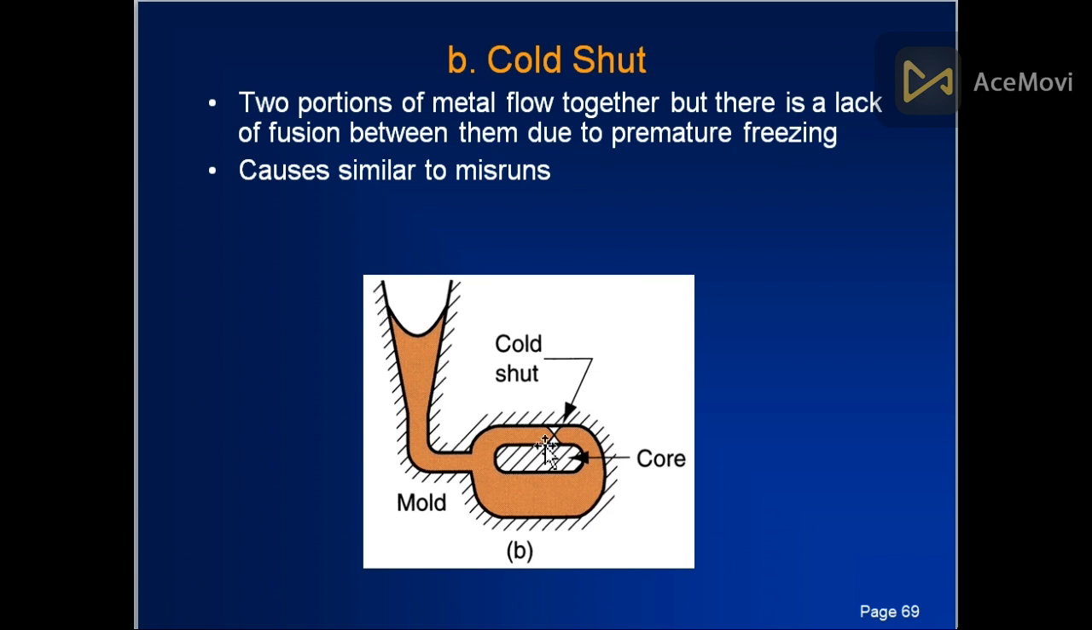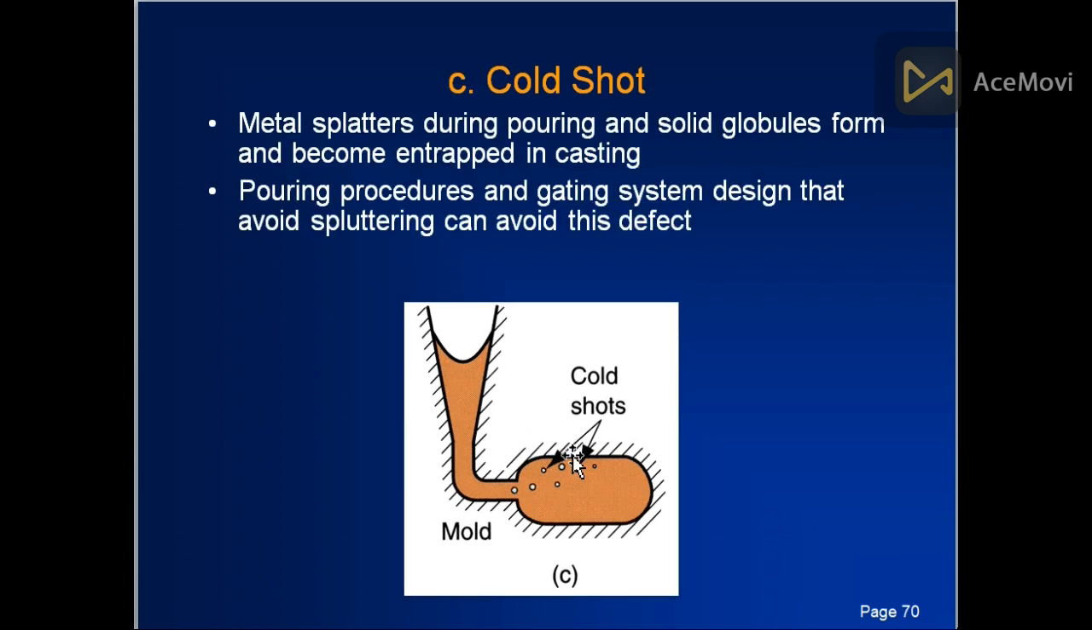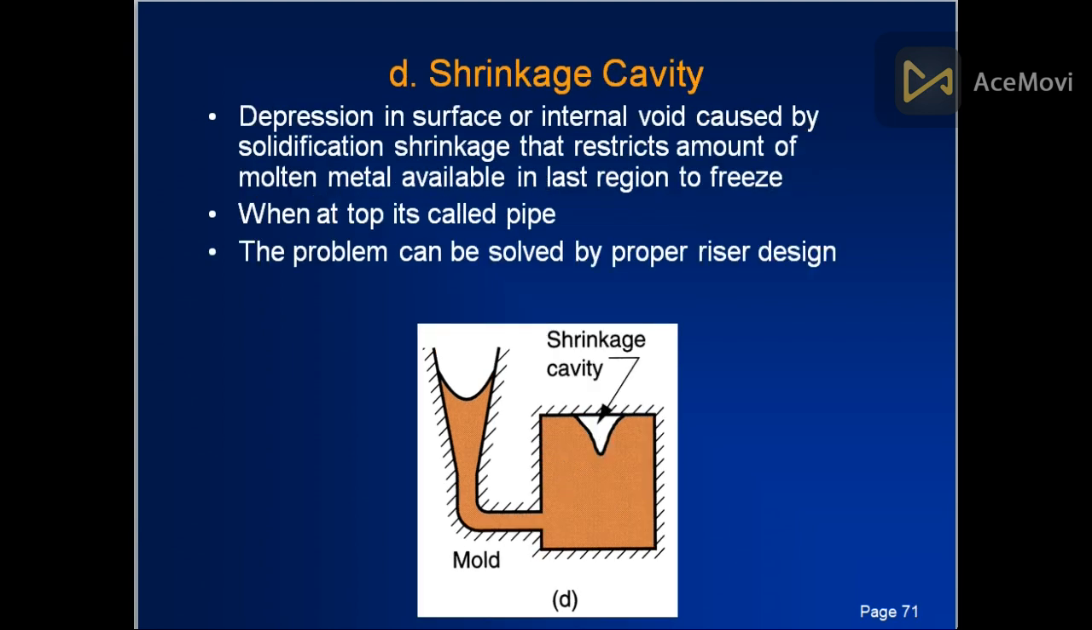Cold shut: when the metal is traveling around the core and does not completely fill, the empty space is known as cold shut. Cold shot: when we pour the metal at high speed, bubble-like structures are produced in it. This is known as cold shots. Shrinkage cavity: after the metal is solidified, shrinkage occurs and these cavities are made.